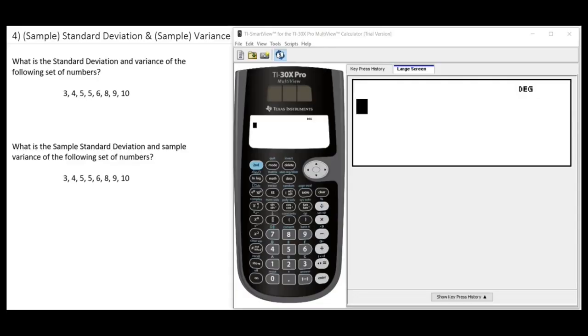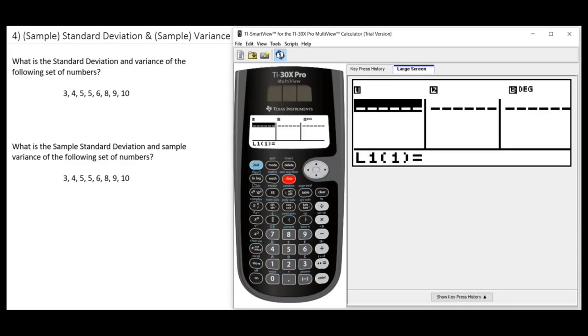For the fourth and final problem, we have the following set of numbers. We need to find the standard deviation and variance, along with the sample standard deviation and sample variance. So first of all, we need to input the values into the calculator. We do that by pressing data. Since we only have one set of data, we only need to enter the numbers into L1. So I'm going to go ahead and put in the numbers.